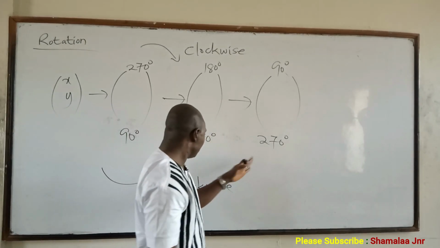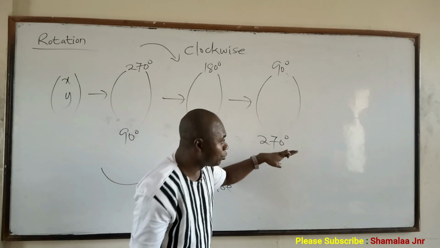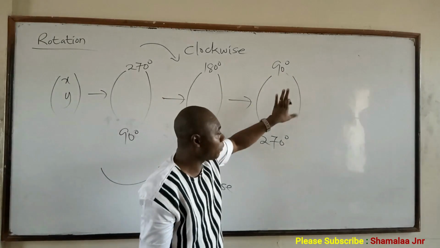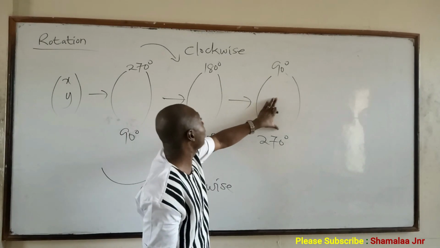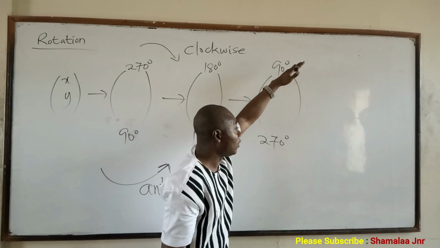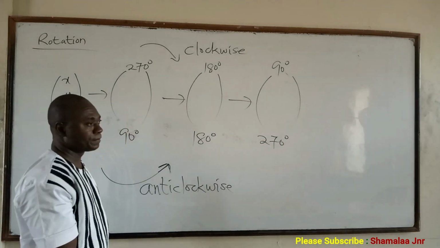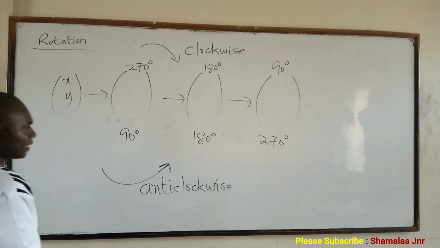Now, anti-clockwise 270 is the same as clockwise what? 90. So if you write the formula here, you can use it for clockwise 90 and then anti-clockwise what? 270. Okay, now let's start the game.